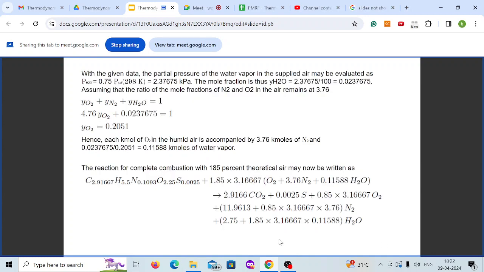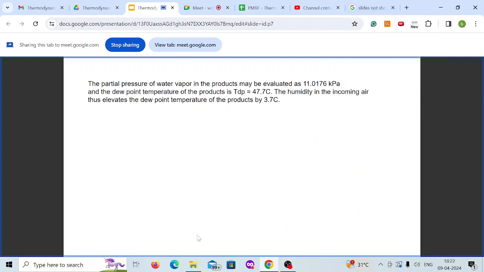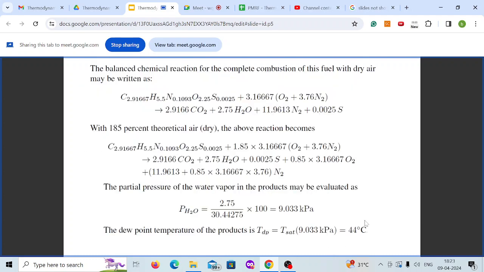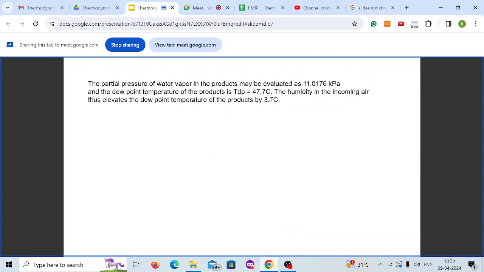From this we know how much water is present as a product. From this you can find the new molar fractions, and from there we can find the partial pressure of water vapor in the product. The new partial pressure of water vapor is 11.0176 kilopascal. Corresponding to this, your dew point temperature is 47.7 degrees Celsius. Previously the dew point temperature was 44, now it varied to 47.7. So because of humidity in the incoming air, the dew point temperature increased by 3.7 degrees.